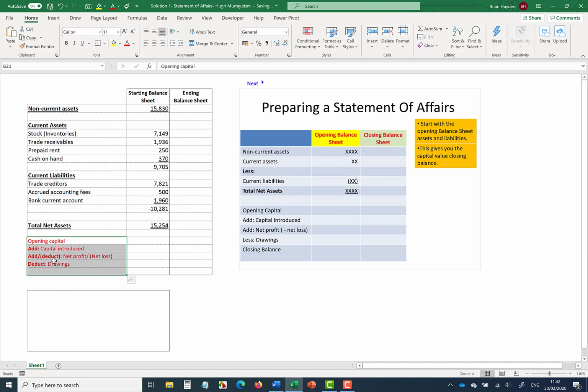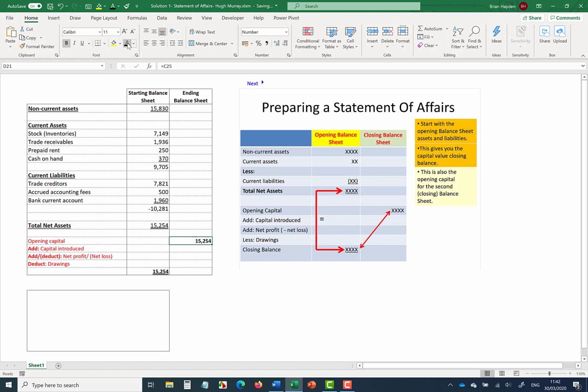These typically wouldn't be provided in a question. So there is that little bit of knowledge required, what goes into the capital section of a sole trader's balance sheet. So capital at the start, capital introduced, net profit or loss, and drawings. What we're now doing is taking the total of the top and saying that that's the closing balance at the base. So I can just simply show this value here, 15,254. So that step is dealt with. Now this number is transferred across to the opening capital of the closing balance sheet. So we're going to do that here, so we can slot that in there.